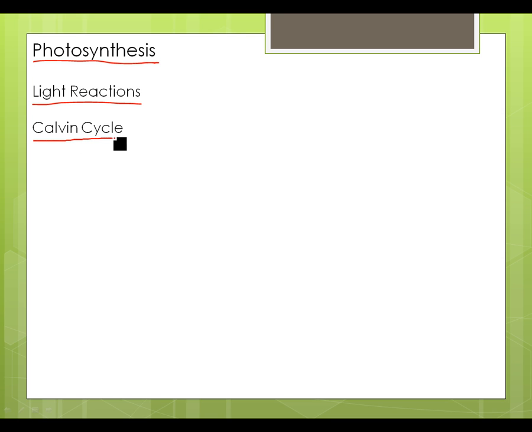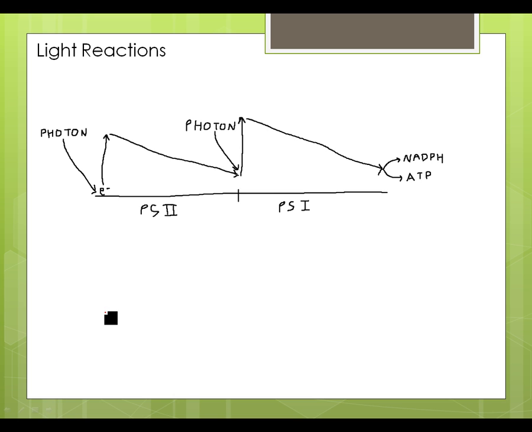Now the second part is called the Calvin cycle, or the dark reactions, as some people may call it, because they do not need a photon from the sun to work. So the light reactions work like this.